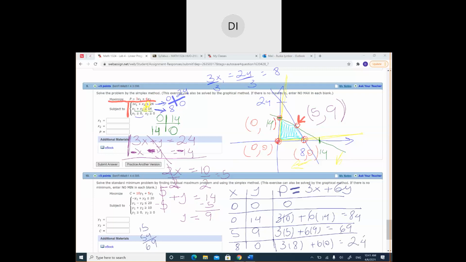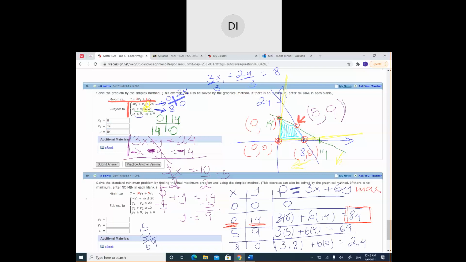So now, comparing the numbers I have, we're looking for the maximum, right? Maximum of the function. So looking for the biggest number, 84 is the biggest number. And they're also asking what is x1, what is x2, so they're asking for 0 and 14 also. They're asking where is the maximum. So that's what you're going to put: x1 is 0, x2 is 14, and the maximum value for the function is 84.